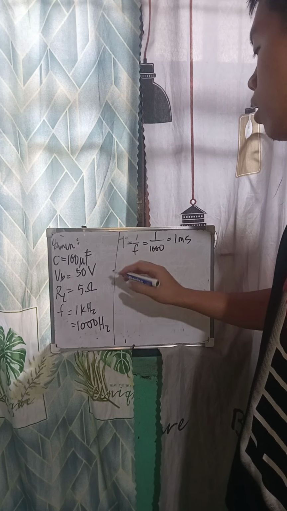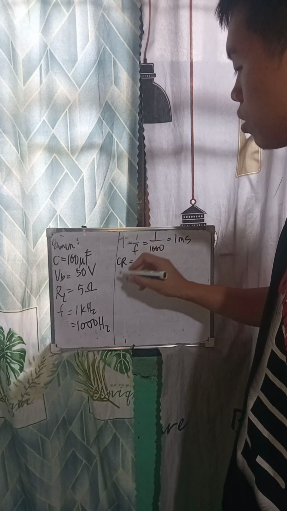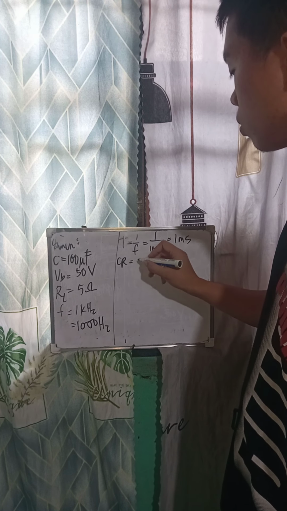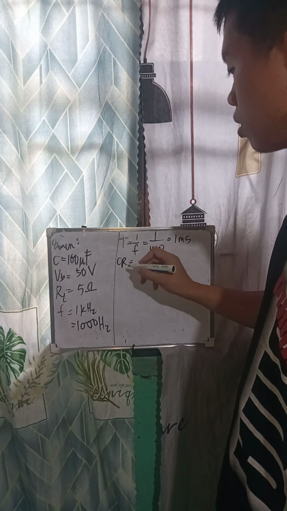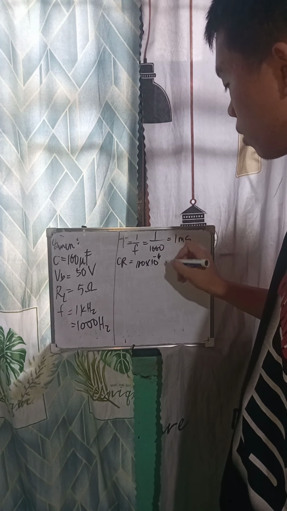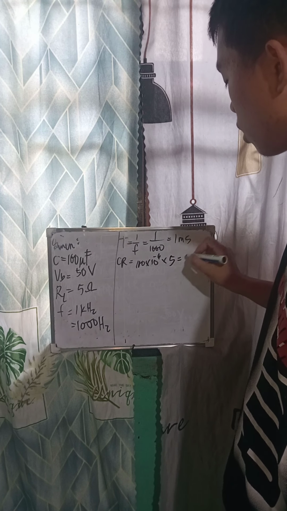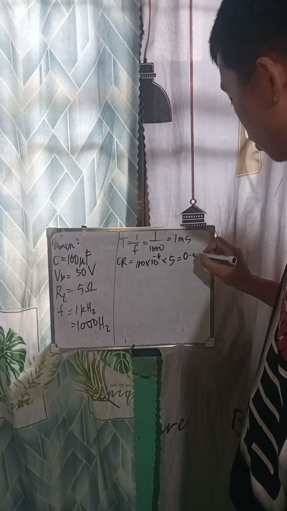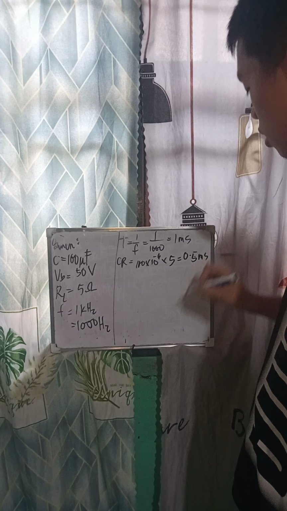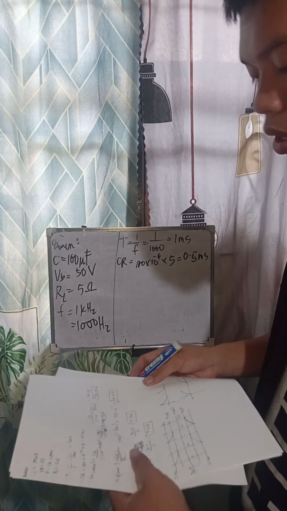So after finding the time, we have to solve for the CR, which is C times R. So C times R is 100 times 10 to the power of negative 6, because it is micro, times the resistor of 5, which is equal to 0.5 milliseconds.